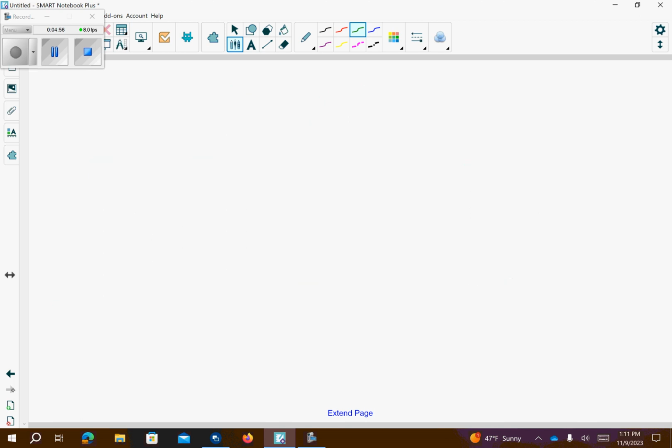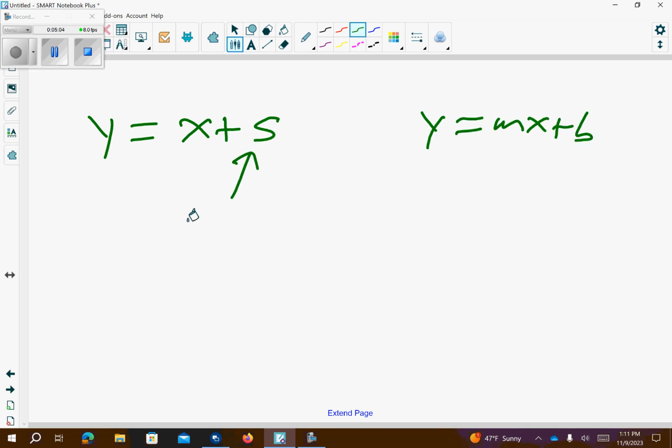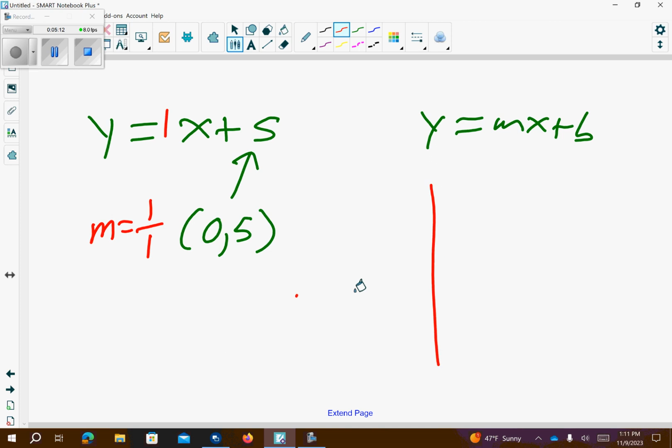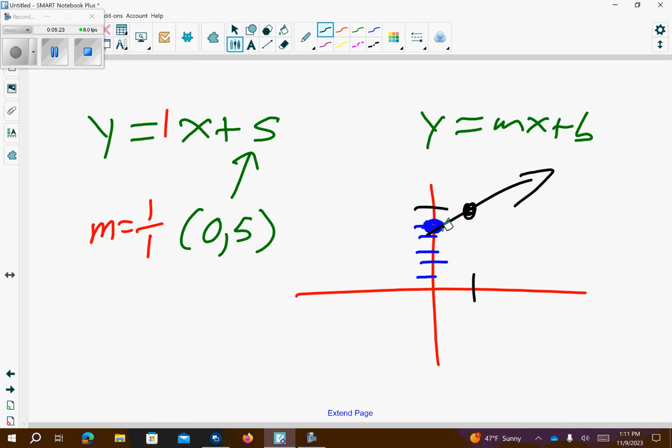Next problem, I get y equals x plus 5. This goes along with this equation. So my y-intercept is 0, 5. Notice the sign didn't change. My slope is going to be a 1, so it's 1 over 1 for a slope. So 0, 5, 1, 2, 3, 4, 5. And my slope is going to be up 1, right 1. Looks like that.